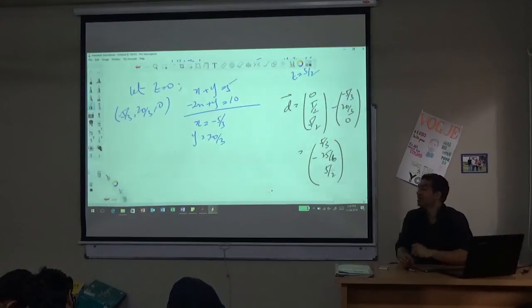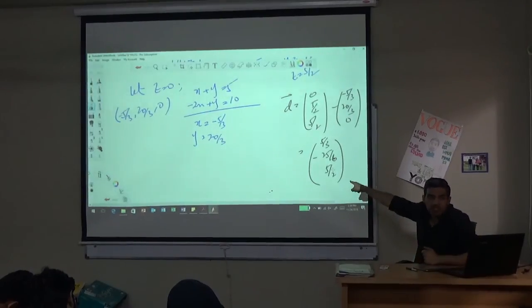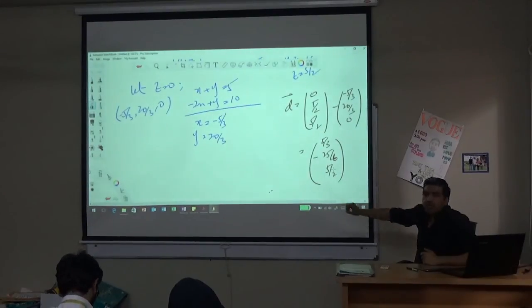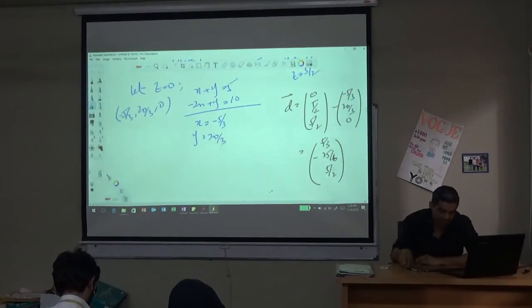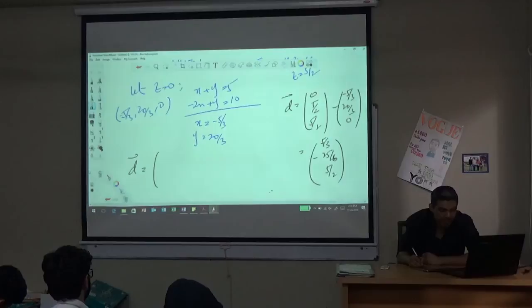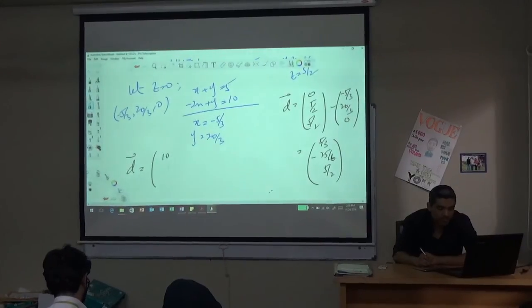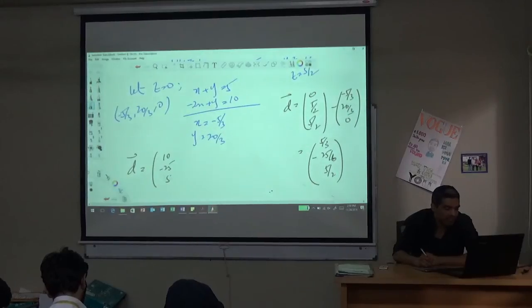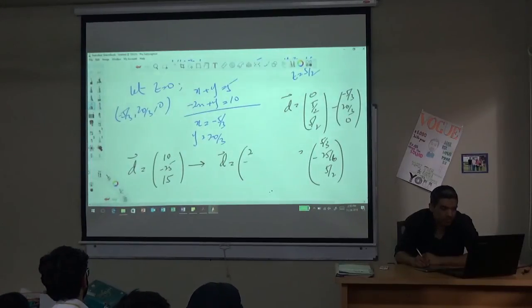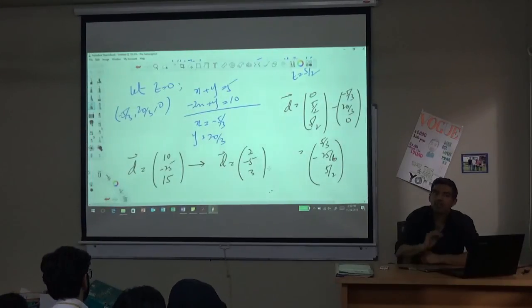Like I said, let's take a simpler scalar multiple here. We don't have to use this. Can you multiply some value and make it into integers? Let's multiply by 6. So the direction vector that I would want to use, multiply this whole thing by 6: 10, minus 25, and 15. We can further reduce this: 2, minus 5, 3. Yes, I'd rather use 2, minus 5, 3.